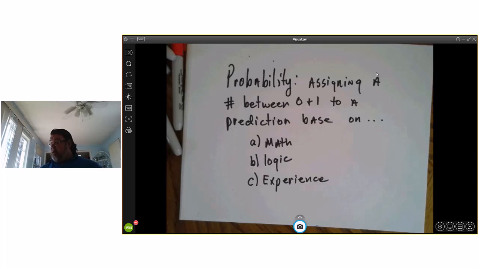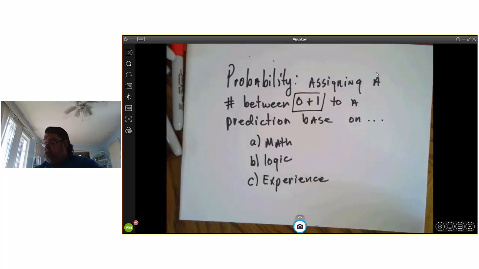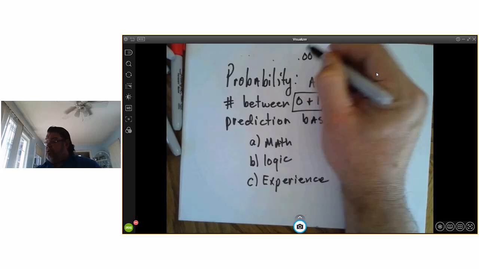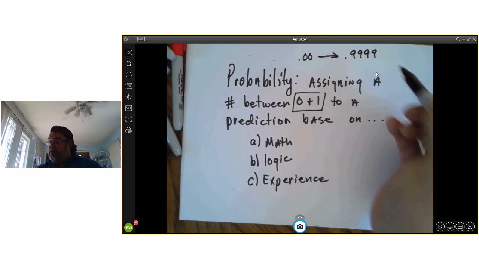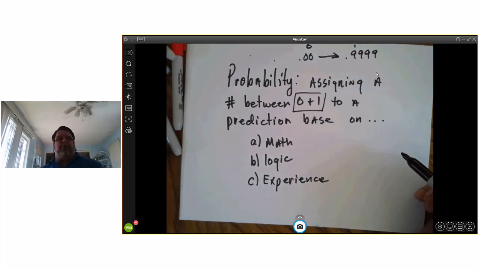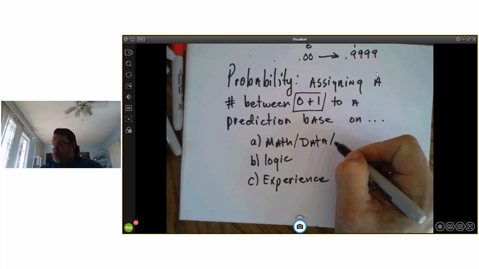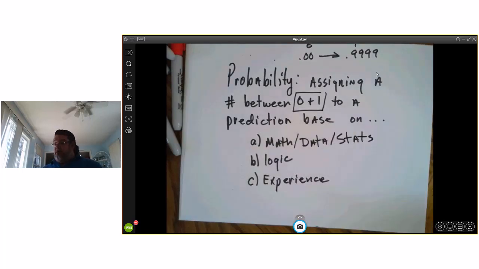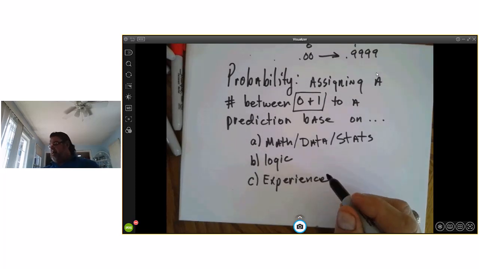Okay. All right. So this is usually a decimal between 0 and 1. So between 0.00 and 0.9999, or between 0 and 1, you're putting a decimal assignment onto a prediction based on mathematics or data, which would mean stats, however you want to put it, logic, or experience.